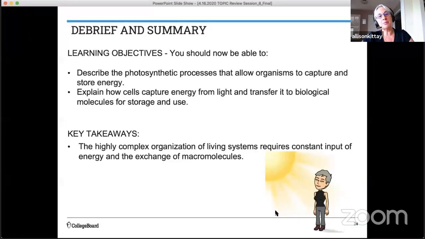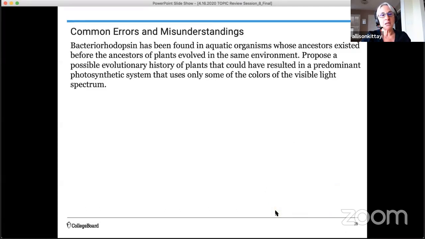Okay, so to debrief, today you should be able to describe the photosynthetic processes that allow organisms to capture and store energy. You should be able to explain how cells capture energy from light and transfer it to biological molecules for storage and use. And the key takeaway today is that highly complex organization of living systems requires a constant input of energy and the exchange of macromolecules. So I'm going to skip the common errors and misunderstandings right now in the interest of time.